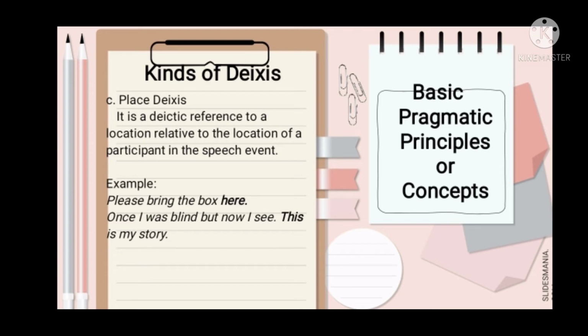Another example is, "Once I was blind, but now I see. This is my story." So this is an example of a deictic word, which, like the first example, speaks about the current situation and location of the speaker.